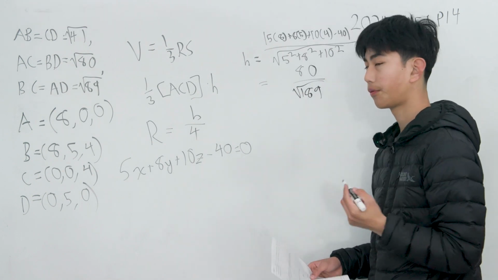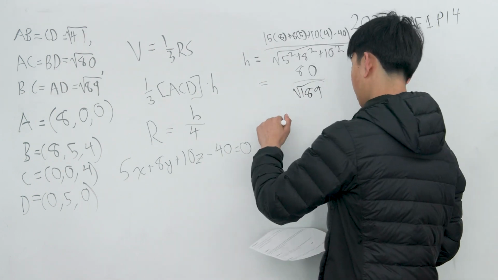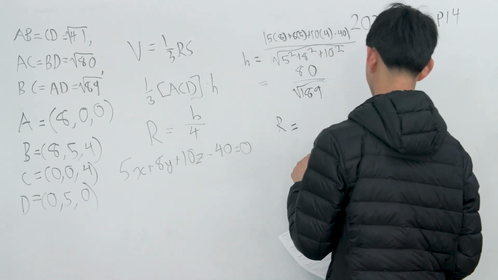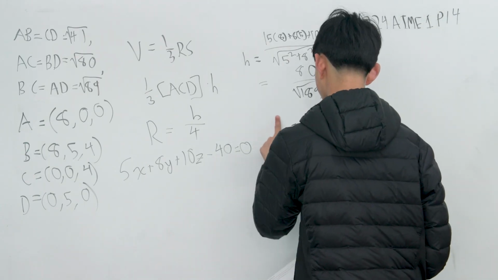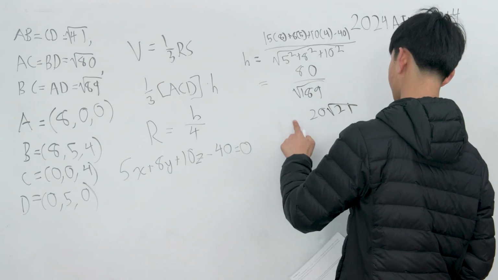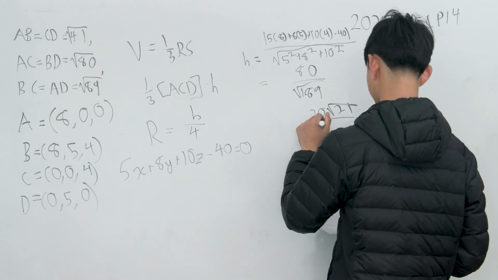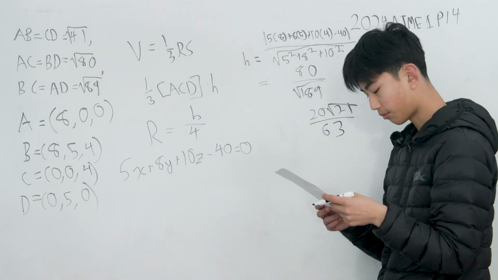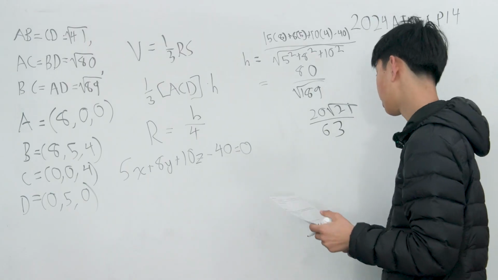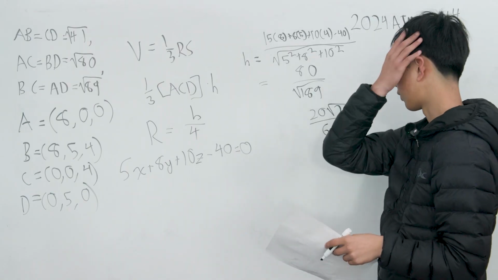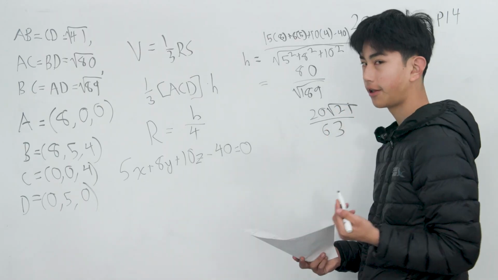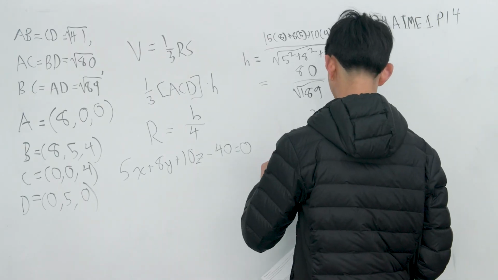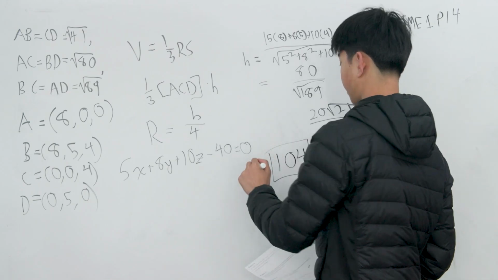Therefore, when we solve for R, it is going to be 20 root 21. Or no, this is just going to be our answer: 20 root 21 over 63, which is in the form that we want. And then we just add these up. 20 plus 21 plus 63 is going to be 104. And so that is our answer for this problem.